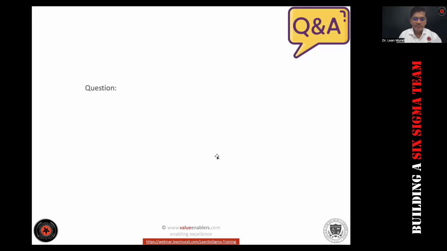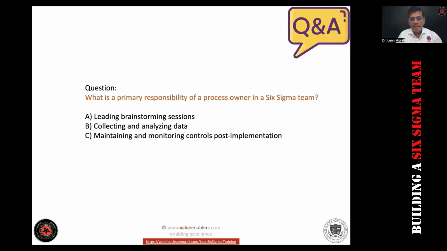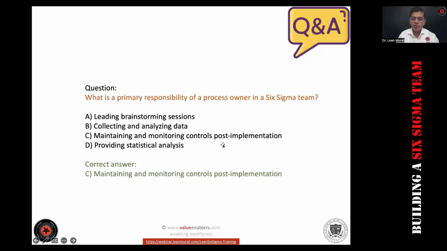Okay, the second question. 4 more questions. What is the primary responsibility of a process owner in a Six Sigma team? Leading the brainstorming sessions. Collecting and analyzing data. Maintaining and monitoring controls post-implementation. Providing statistical analysis. What is the correct answer? Maintaining and monitoring controls post-implementation. Fantastic.